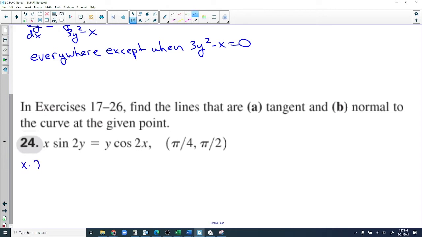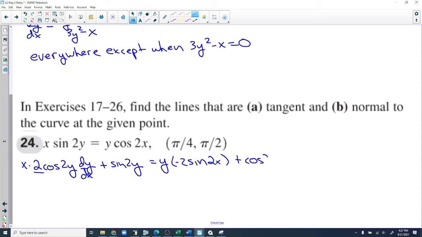So first times derivative of the second, but we just took the derivative of 2y, which is 2, so we have dy/dx. Plus the second times the derivative of the first, which is 1, and that's equal to first times the derivative of the second, negative 2 sine of 2x. First times the second, plus the second times the derivative of the first, and the derivative of the first is 1, but it's the derivative of y, which is dy/dx again.